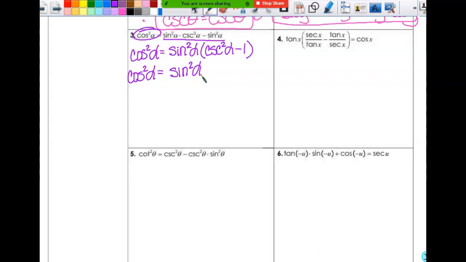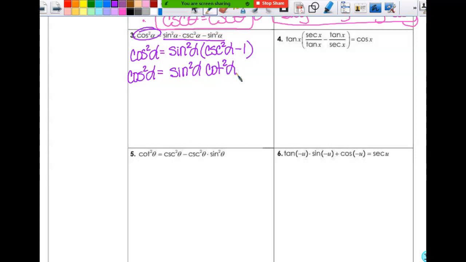Who wants to tell me what I could substitute for that? Somebody besides Vanessa, go ahead. Cotangent squared, good. I don't want to squash y'all because I appreciate you participating. I want to make some other people talk too. So, all right, cotangent squared alpha.